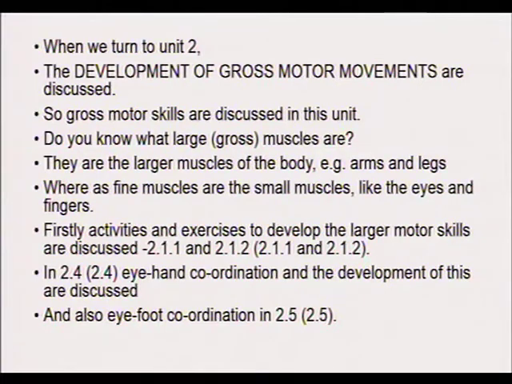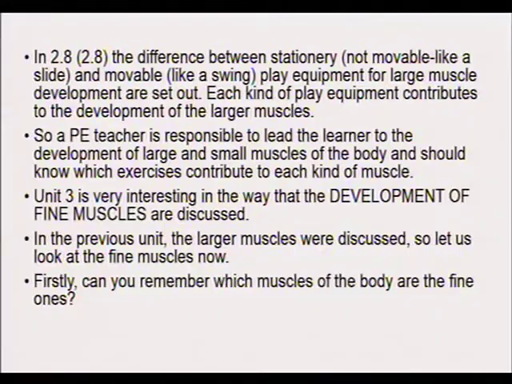Firstly, activities and exercises to develop the larger motor skills are discussed. 2.1.1 and 2.1.2 in both study guides, that you can find those. In 2.4, eye-hand coordination and the development of this are discussed. And also eye-foot coordination in 2.5. In 2.8, the difference between stationary, that means not movable like a slide, and movable like a swing, play equipment for large muscle development are set out. Each kind of play equipment contributes to the development of the larger muscles.